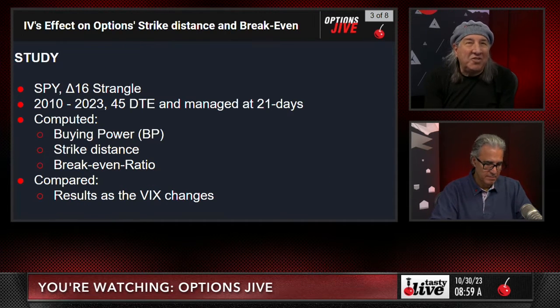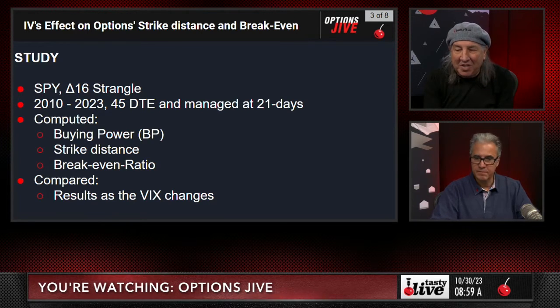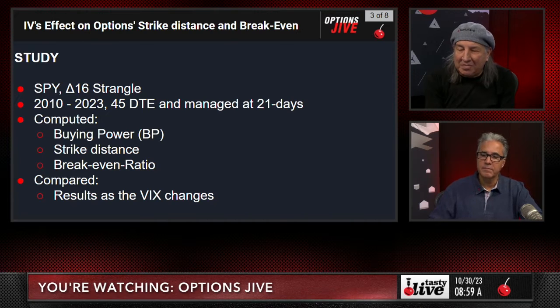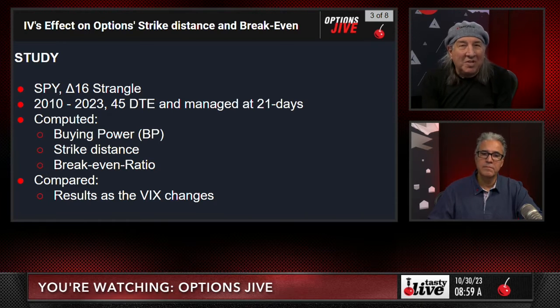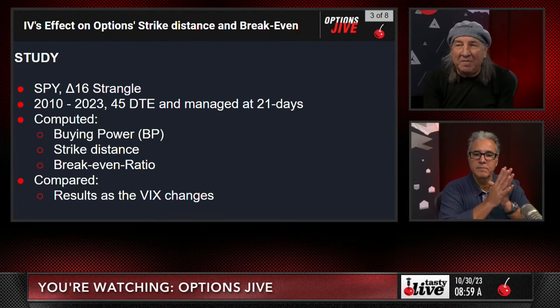So 16 delta strangles, 13 years' worth of research, 45-day strangles. This is only in SPY, so it's going to have put skew. Managed at 21 days. We computed the buying power, the strike distance, and the break-even ratio, and then we looked at the results as the VIX changes. Let's go to the next slide.